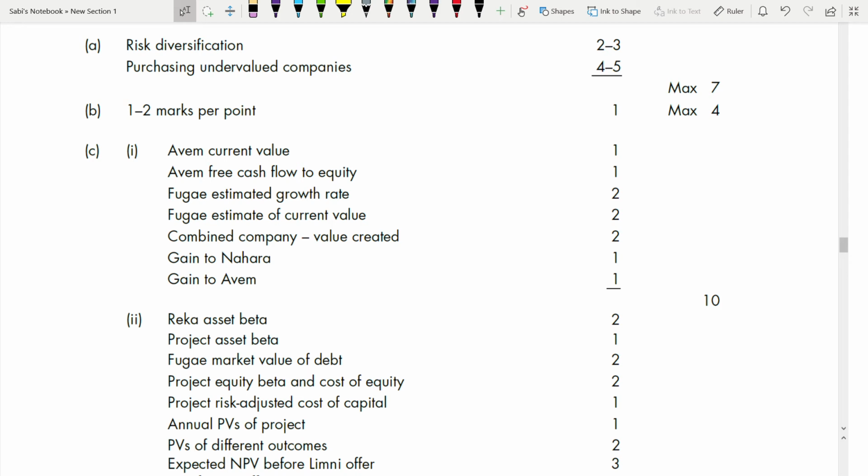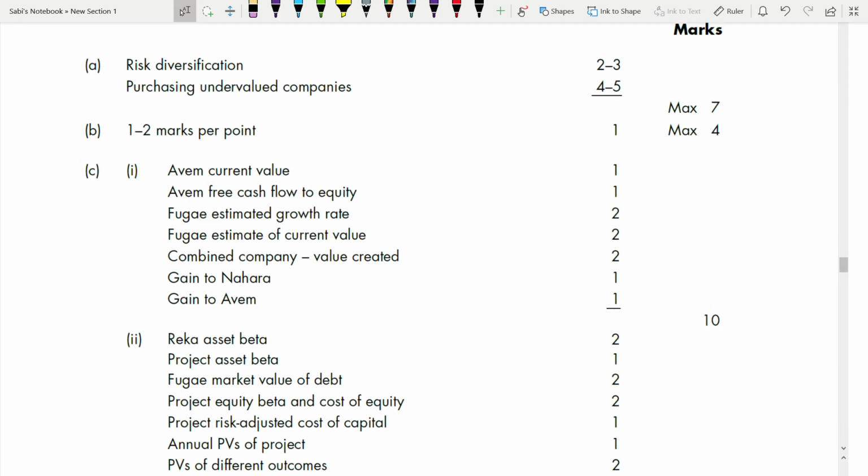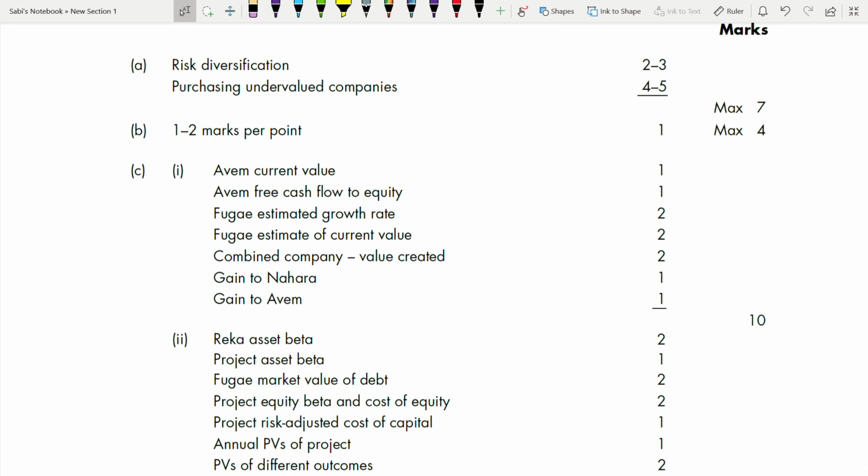Coming to part C, how you are getting marks. For the first, it is 10 marks. Avem's value, 1 mark. Avem's free cash flow to equity, 1 mark. Fugai's estimated growth rate is 2 marks; you need working to find that growth rate. Even their current value is 2 marks. Combined company value created is also 2 marks. Gain is just 1 mark, because there is not so much working. Wherever there are many steps, you'll get 2 to 3 marks for that calculation, but wherever it is easy and straightforward, just 1 mark.